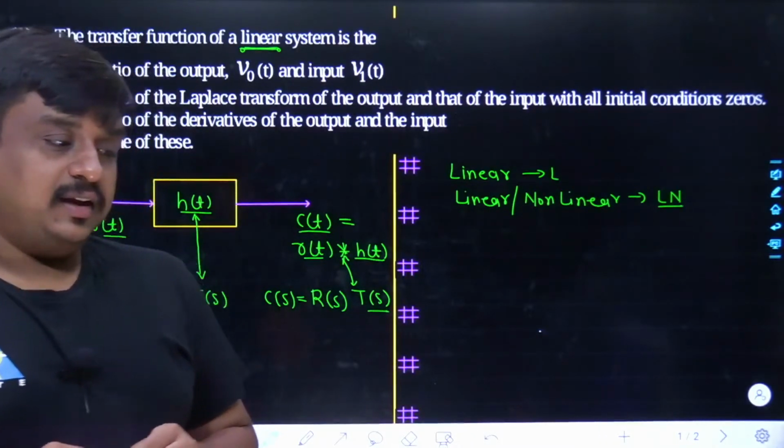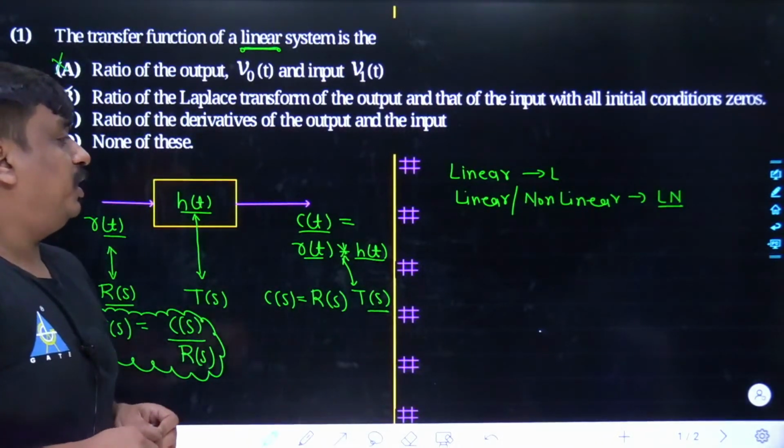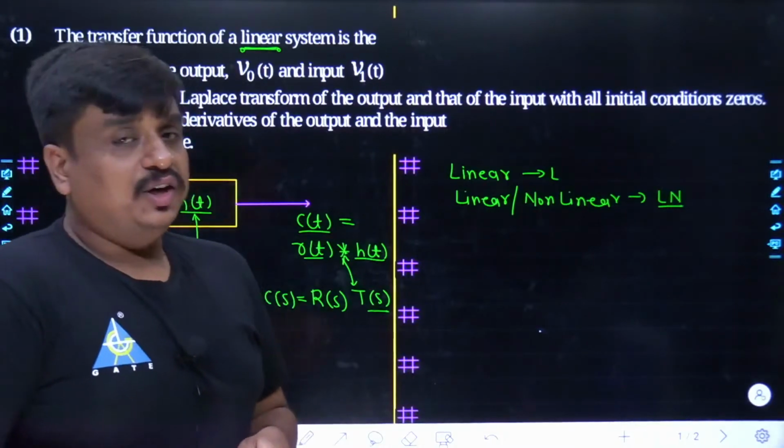Nishant, in any case, A is not the appropriate answer. Whatever reasoning you are giving, it is not at all applicable.